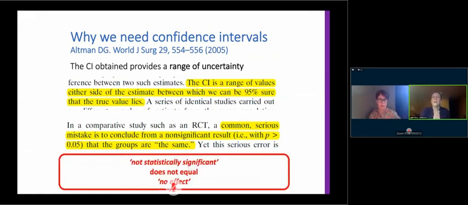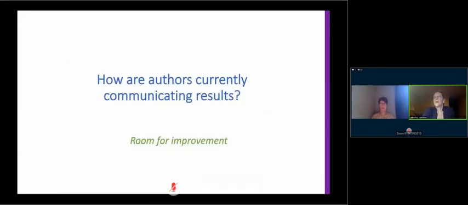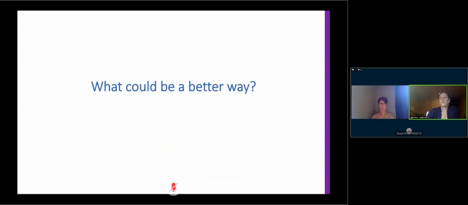So just to emphasize that, unfortunately, what we are finding is that authors are interpreting these confidence intervals to mean that there is no effect. And so, again, what we've come up with is maybe we need to develop a different way to communicate results. One part of it is not focusing on statistical significance, but instead focusing on the effect and the certainty of the evidence instead. So we've come up with a better way to communicate the results.